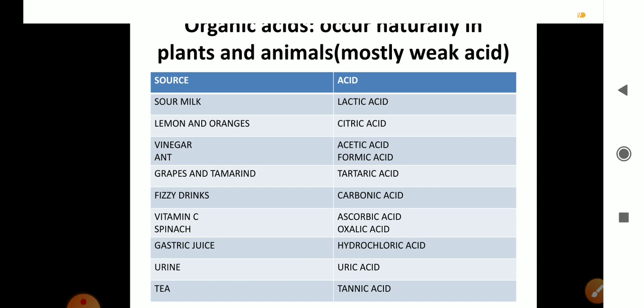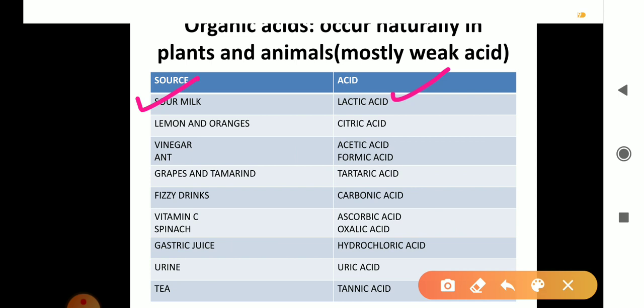Right? Now see, in this list also some of the acids which are organic acids are given to you. Now sour milk, it contains lactic acid. इसमें क्या present होता है? Lactic acid. लेमन जूस एंड ऑरेंजेस, इसमें क्या प्रेजेंट रहता है? सिट्रिक एसिड. देन विनेगर, विनेगर में होता है एसिटिक एसिड. देन आंट, whenever any ant bites you, कभी भी आंट स्टिंग करती है आपको, देन आपकी बॉडी में वो क्या छोड़ती है? फॉर्मिक एसिड, जिससे आपको बर्निंग सेंसेशन होता है, वो पोर्शन थोड़ा सा स्वेल भी हो जाता है.